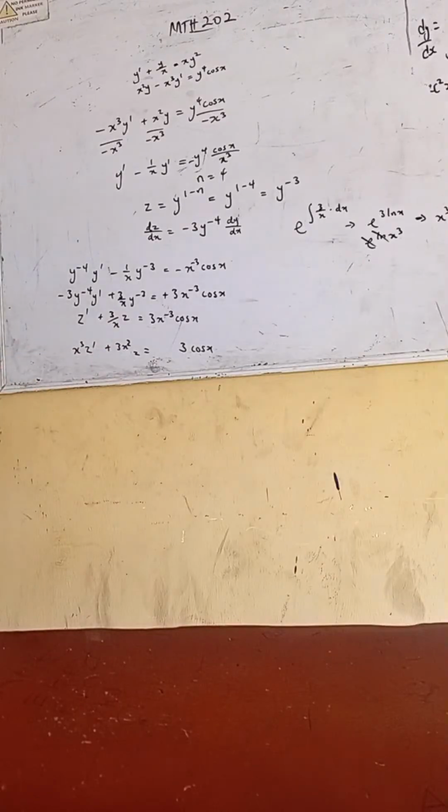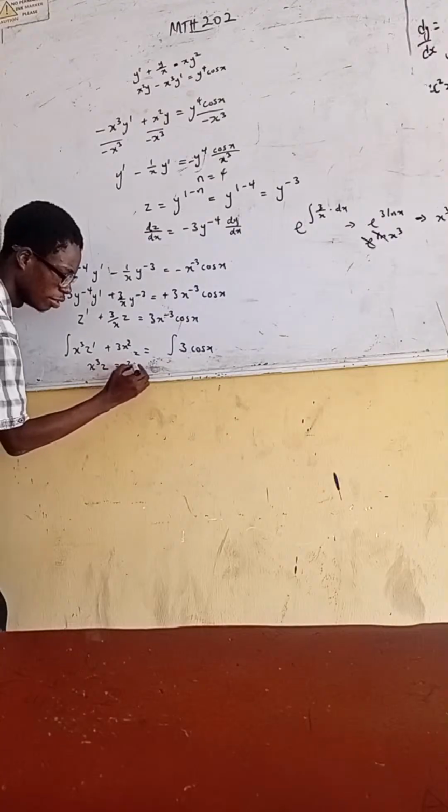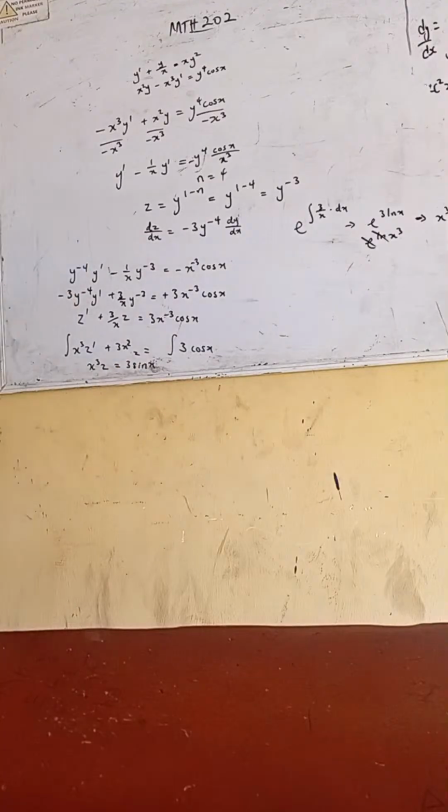Looking at this, if we differentiate x cubed, we get 3x squared. If we differentiate z, we get z prime. So this is a product, and we can now integrate both sides. Integrating this side, we have x cubed z equals, integrating 3 cos x, we get 3 sin x. Now make z the subject of the formula.